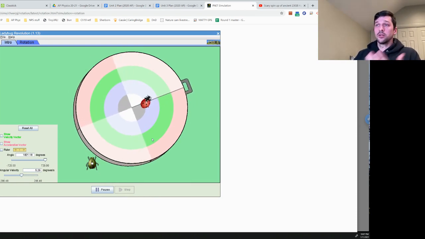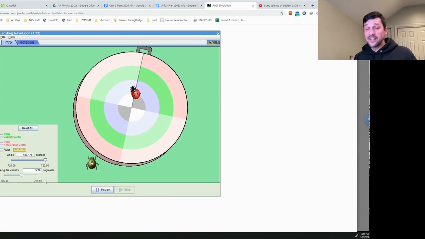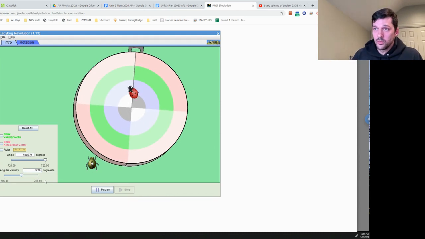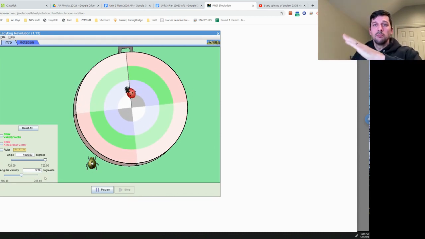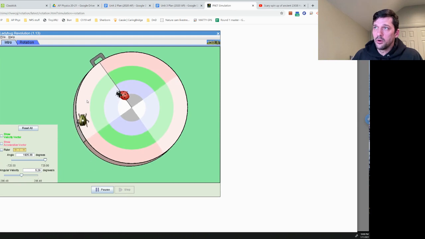Oh, I let it go, and look, it's still drifting, it's still moving, and so it's undergoing an angular velocity of 5.29 degrees per second. So it has a rotational speed, which is measured in how much of a circle it's completing every second. And that is the same for both the ladybug and the beetle.